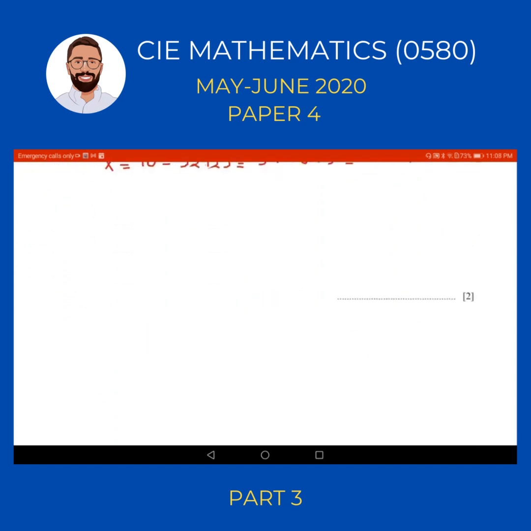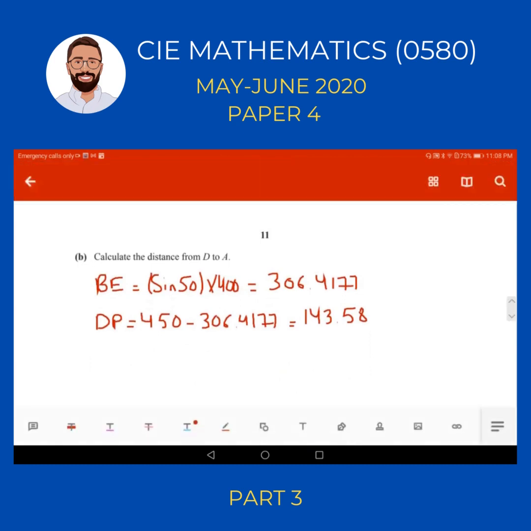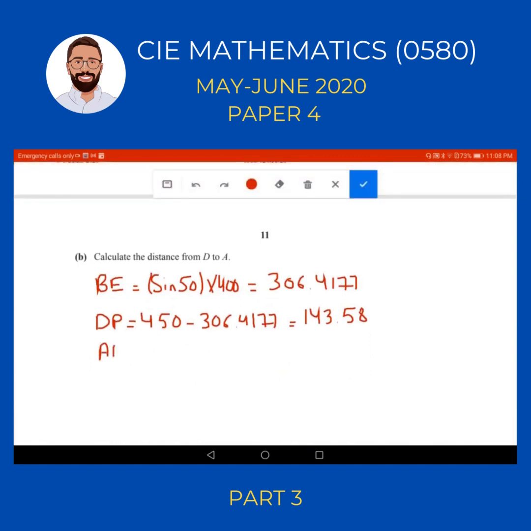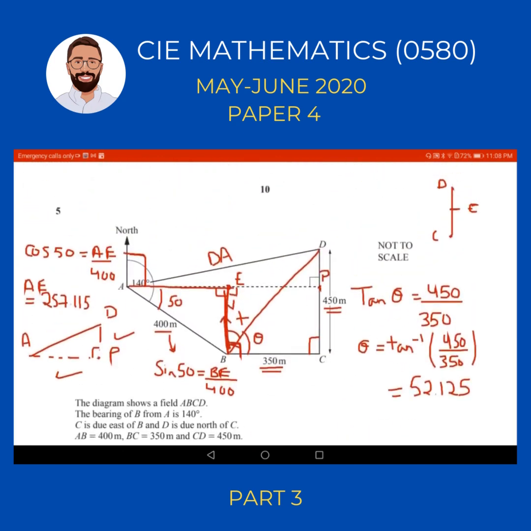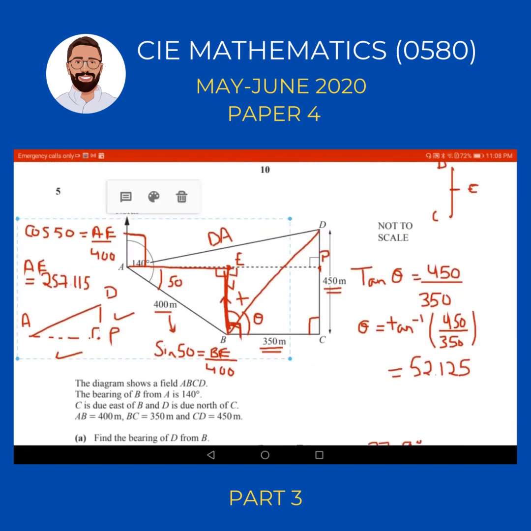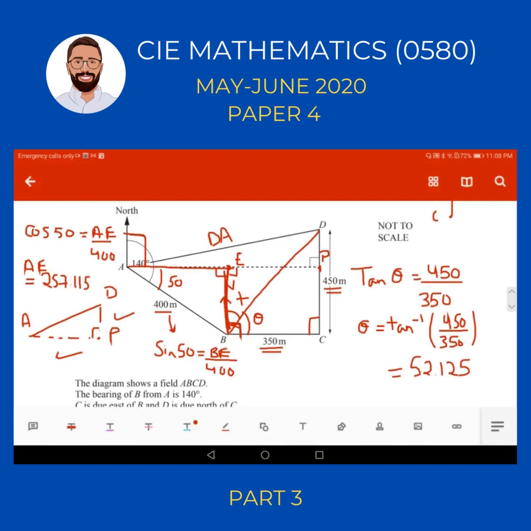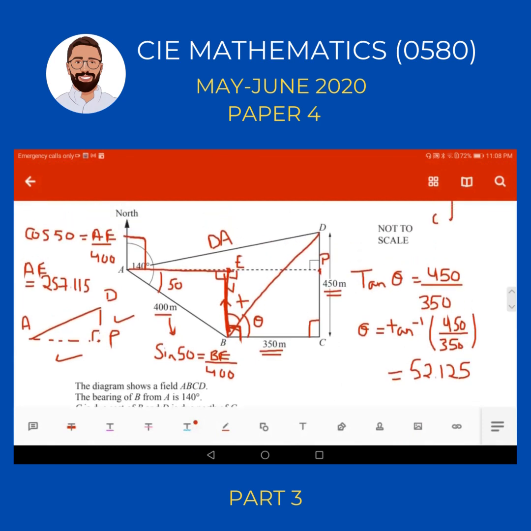Now, to find the full length AP, I need to add AE to 350 meters. So AP is basically 350 plus 257. So it's equal to 607 meters. Now I found the length of AP, which is 607.